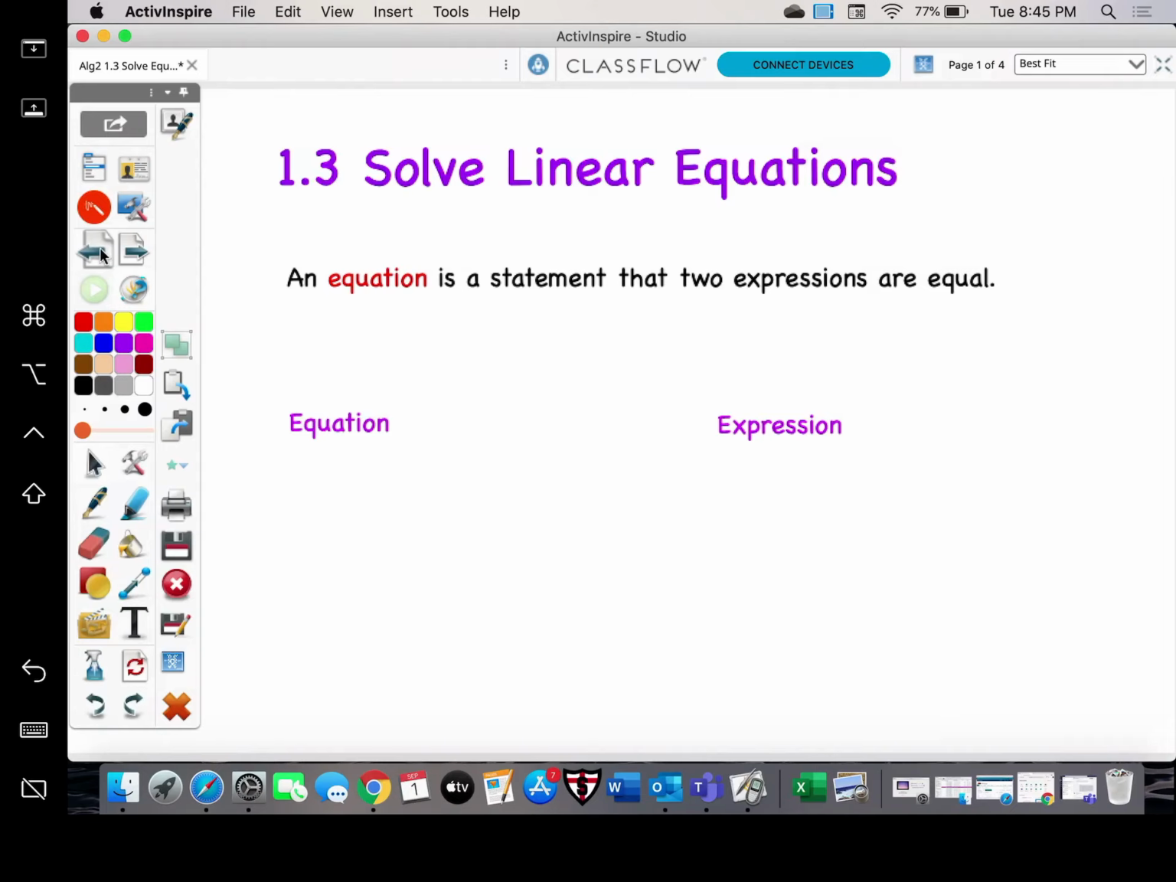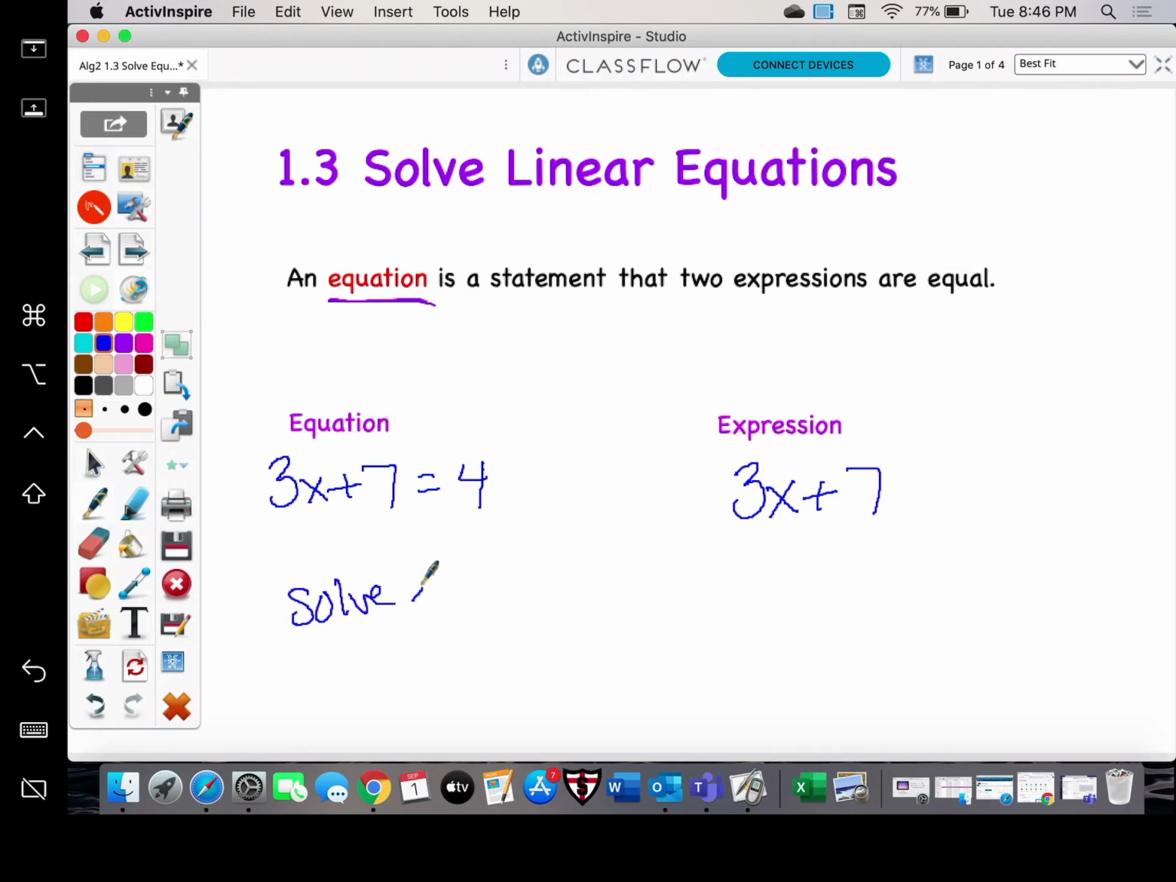So we've been working with expressions, but now we're going to talk about equations, and it's super important that you guys understand the difference between the two. So here's your technical definition for an equation: just a statement that two expressions are equal. When we talk about an expression, those are things like 3x plus 7. When we talk about an equation, there has to be an equal sign, so 3x plus 7 equals 4. Okay, the difference is equations have equal signs, expressions do not.